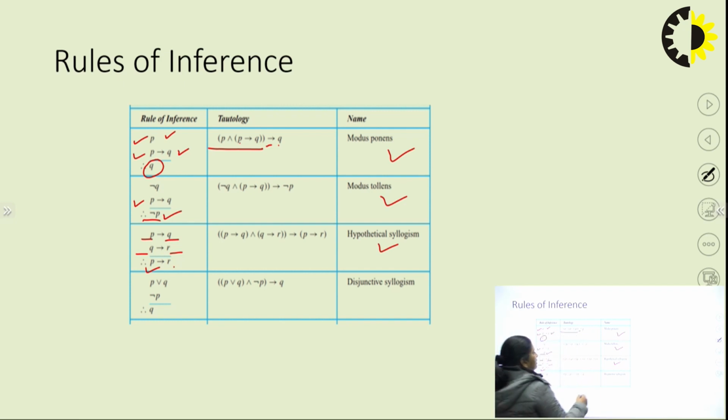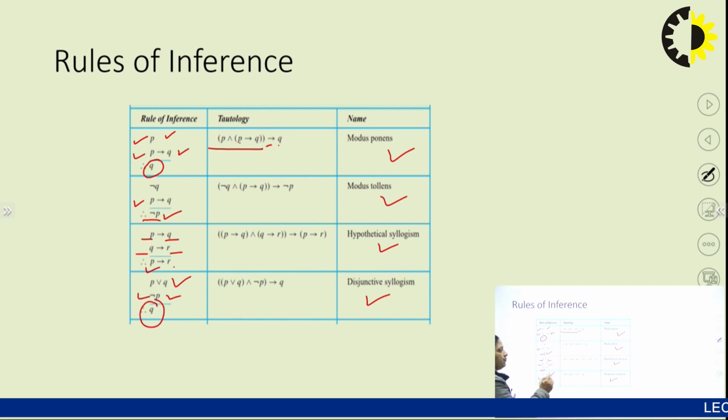Okay. Next one is disjunctive syllogism. Disjunctive syllogism says that if the disjunction P or Q is true, and P is given as false, then, since a disjunction is false only if both are false, and we are given one as false and the disjunction as true, the second cannot be false. So Q is true. This is the rule of disjunctive syllogism.